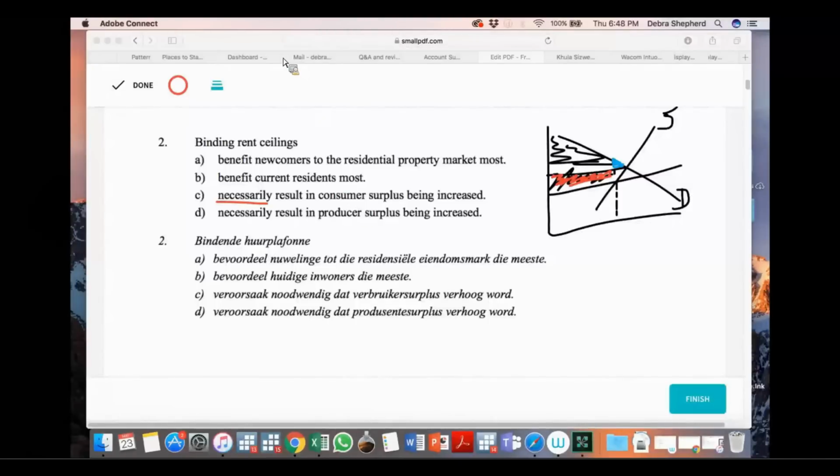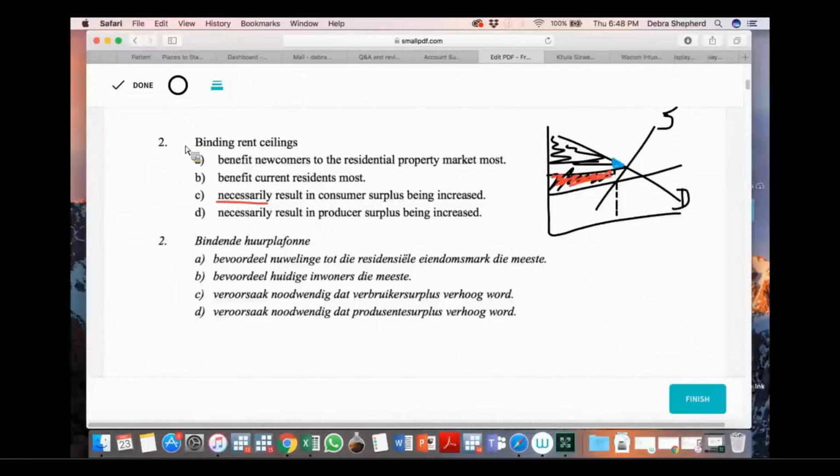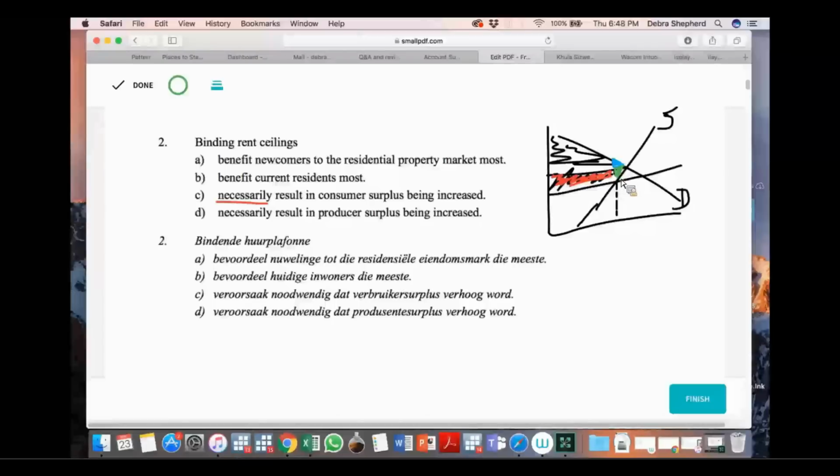It's also not true that binding rent ceilings necessarily result in producer surplus being increased. Because if you look at this graph here, if there's one thing we are sure about, it's that if a binding price ceiling is put into place, producer surplus definitely gets smaller. The reason we know that is because some producer surplus is lost due to deadweight loss. So that's that little triangle there. I'm going to color it in green. So that is producer surplus that is definitely lost due to deadweight loss.